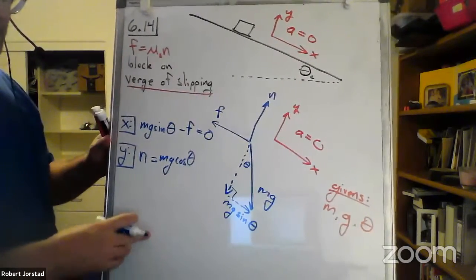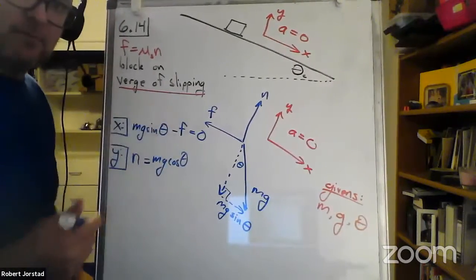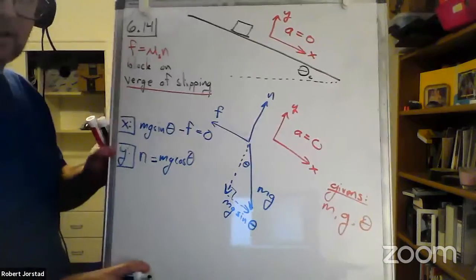Let's do it. I'll race you to it. So take this, shove it into here, take that and shove it into there, then solve for mu. I'll meet you at the end. Okay? Race me.